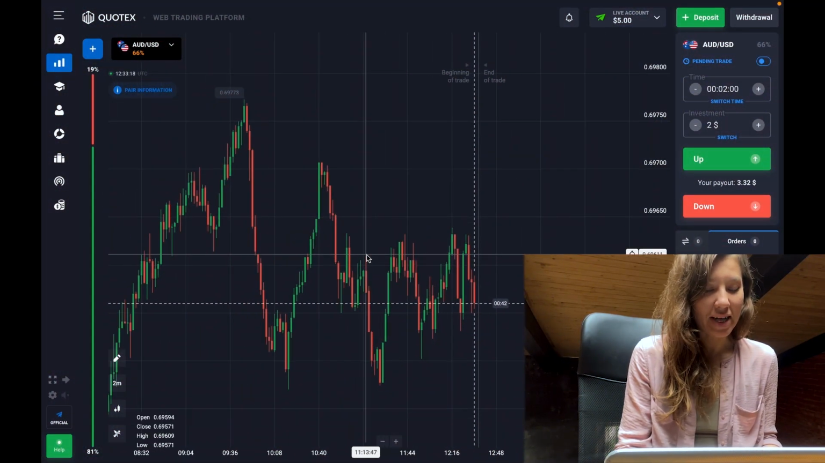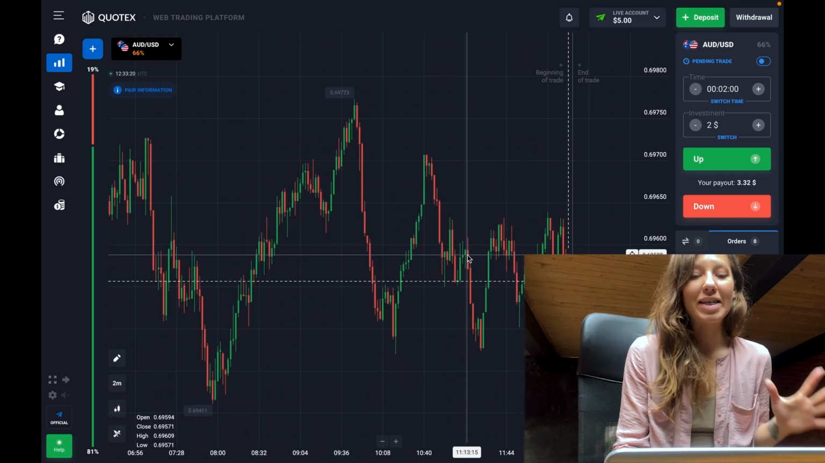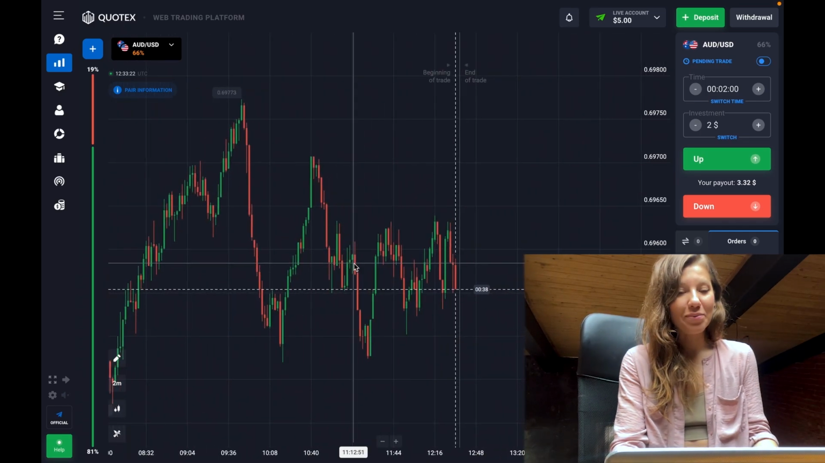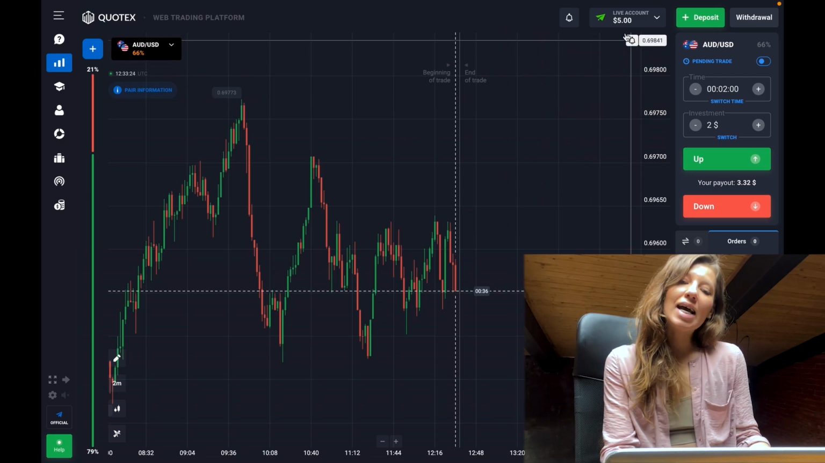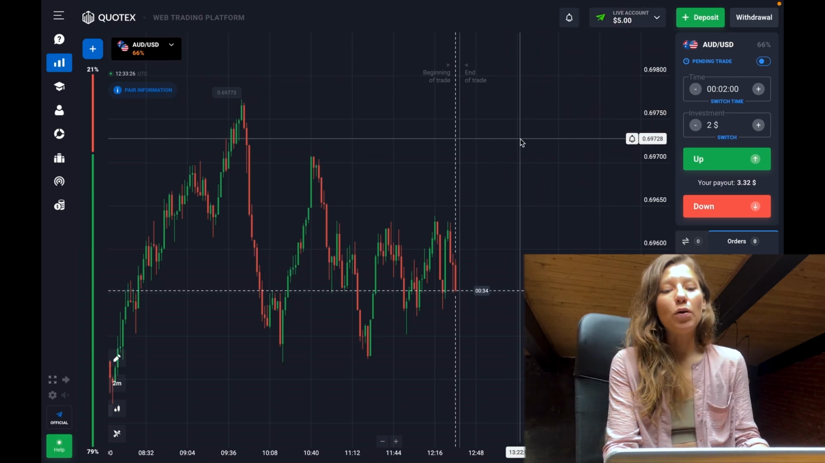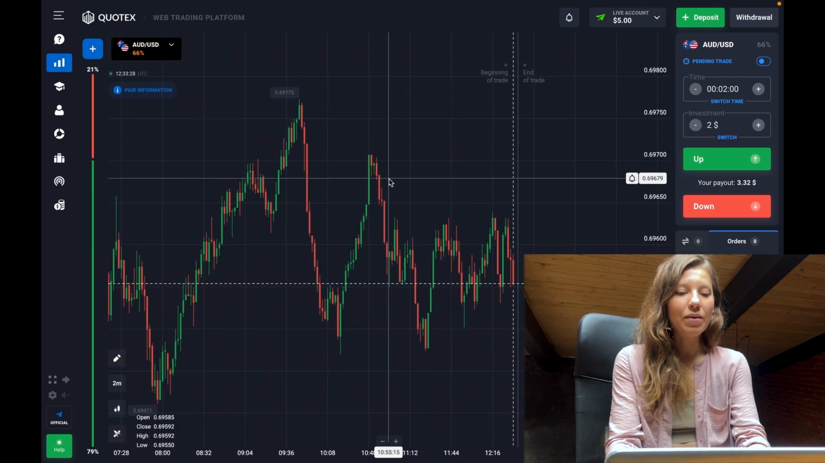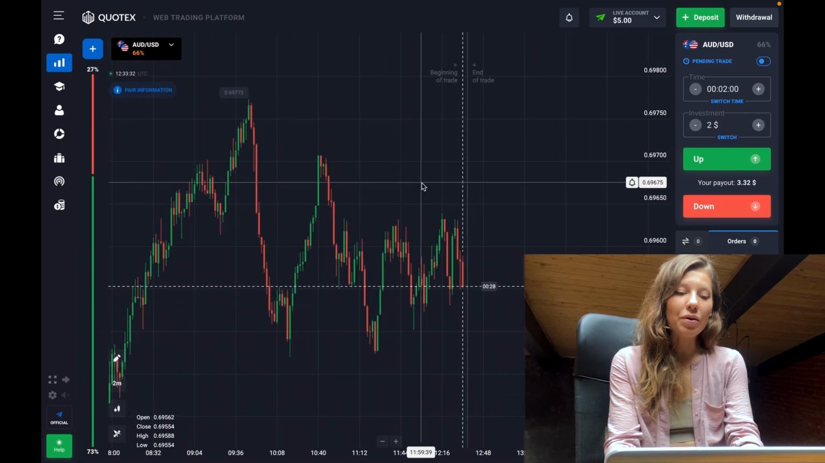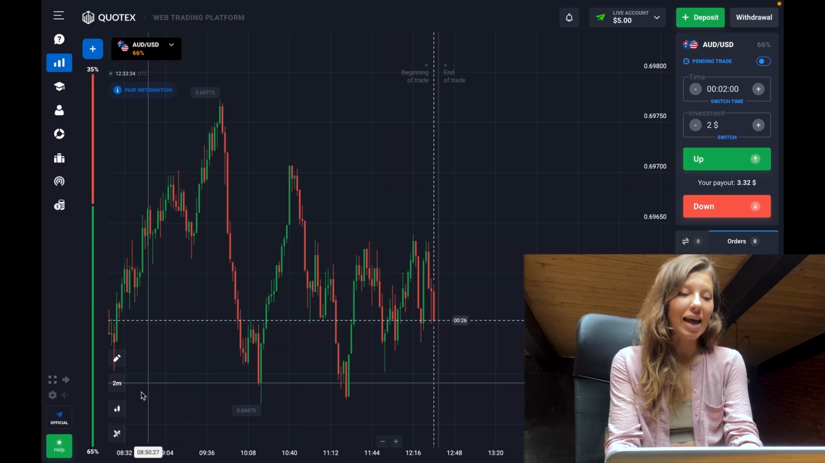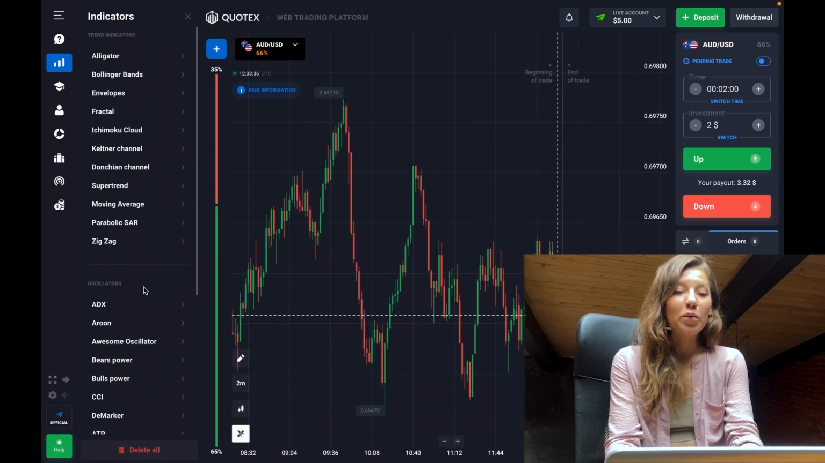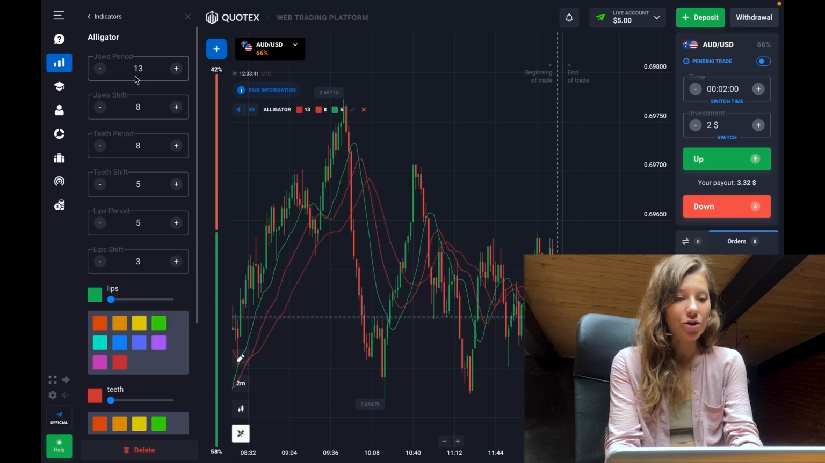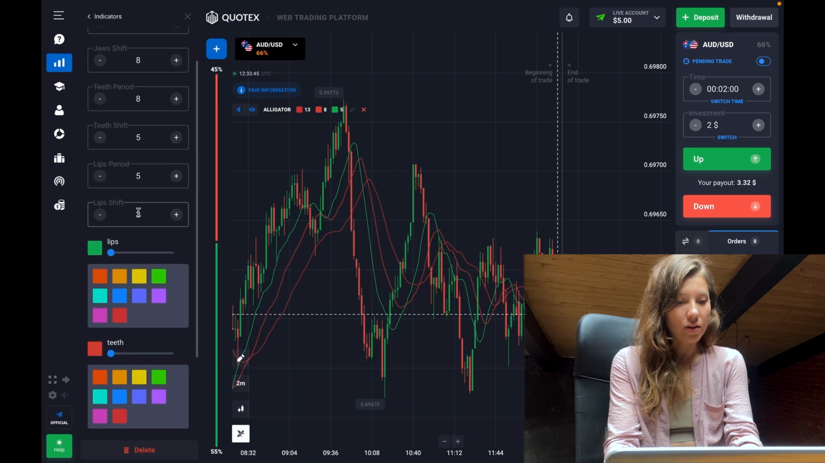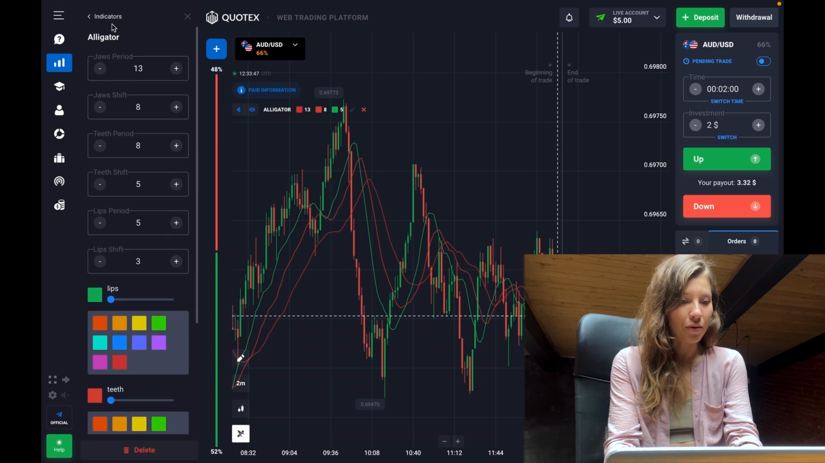All right, my friends, here we are on my Quotex laptop view for today. You can see I have got a small account with $5 over there, right? That's cool. So in today's video, I want to show you my friend's strategies with the alligator indicator. Quick setup, let me show you for now. Alligator, let's choose. I'm going to take default settings, all right, everything is perfect.